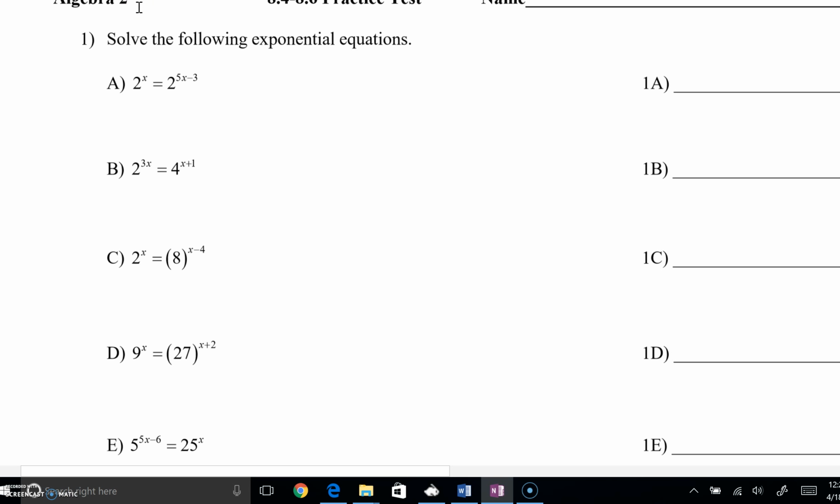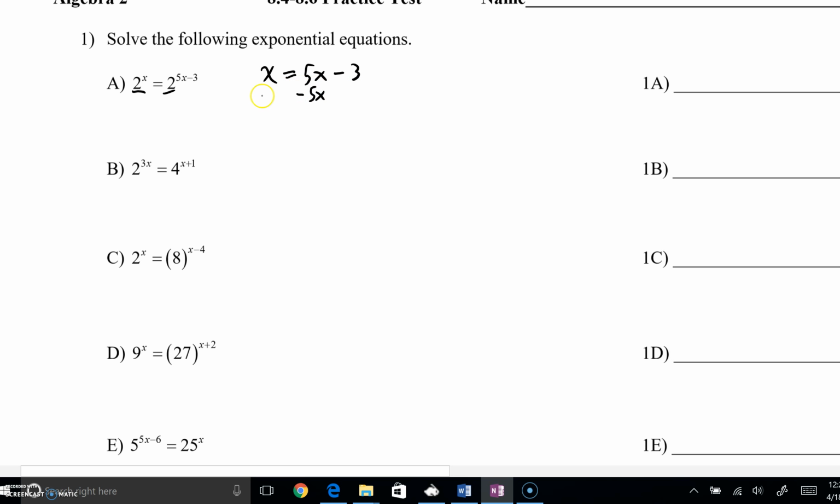Okay, for our Algebra 2 8.6 practice test, we're going to be looking at problem 1. We've got 2 to a power equals 2 to a power. As long as these bases are the same, you set the exponents equal.